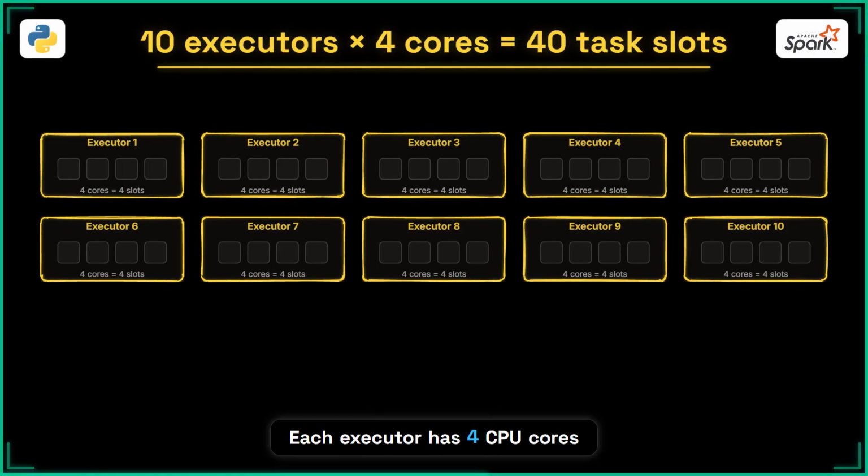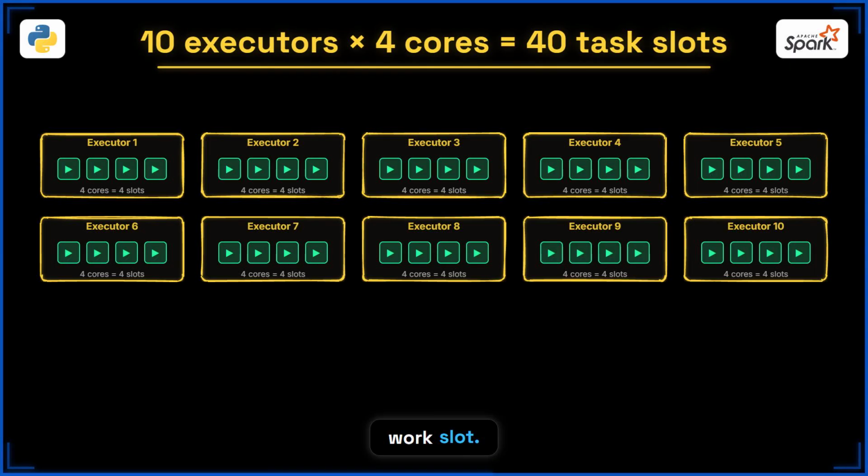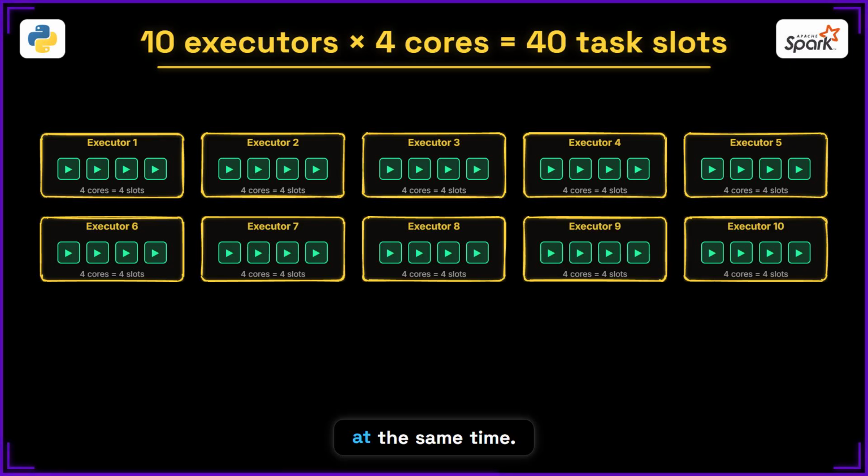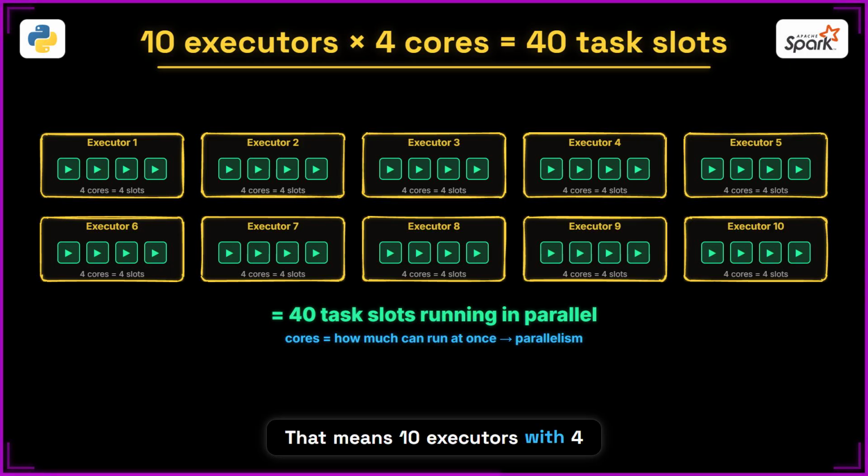Let's say our application gets 10 executors. Each executor has 4 CPU cores and 8 GB memory, and a core is like an active work slot. So, one executor with 4 cores can usually run around 4 tasks at the same time. That means 10 executors with 4 cores can provide around 40 task slots. That is how Spark gets parallelism.